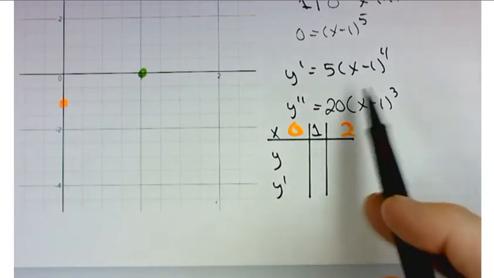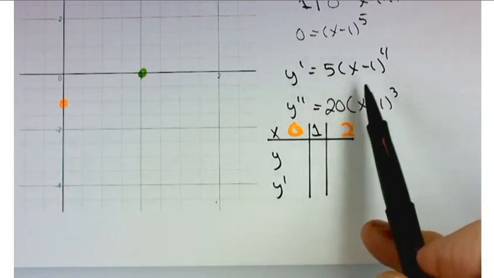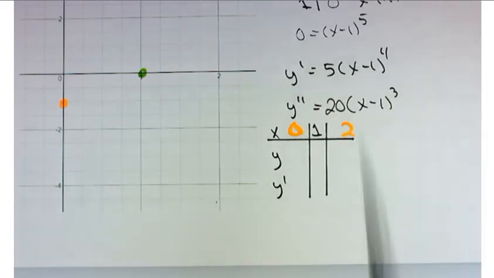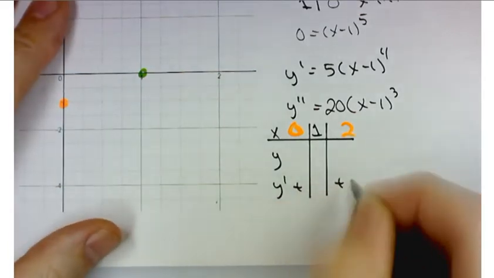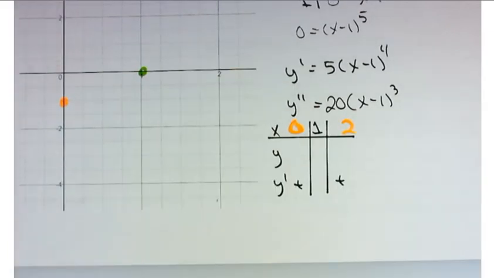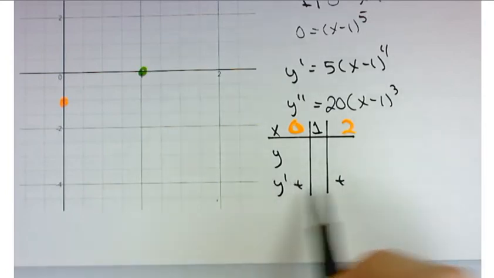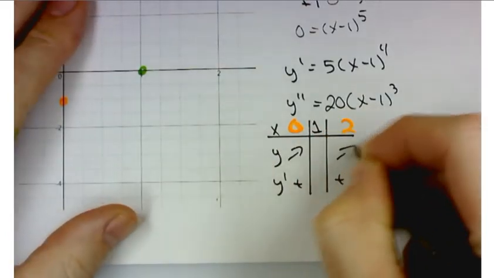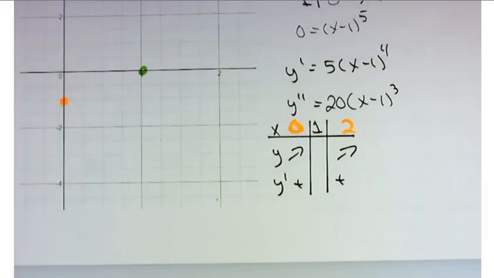Do I need to pull out my graphing calculator on this one? No. You've got something to an even power. So when you raise something to an even power, what's the sign of that going to be here? Positive. It's positive for both cases, for 0 and for 2. So this is positive both here and here. What's that tell me about y? What's happening there? Good, it's increasing. So increasing and increasing. Good.